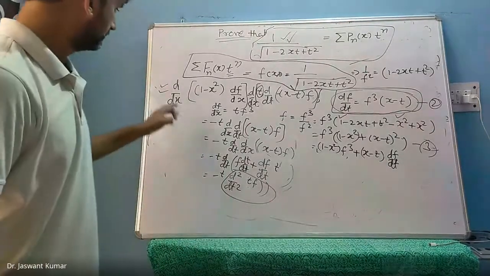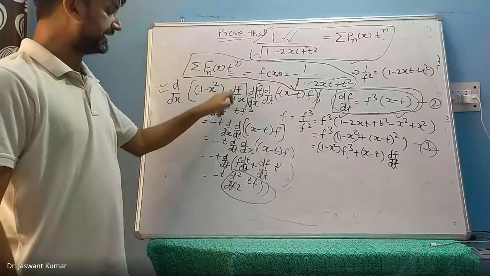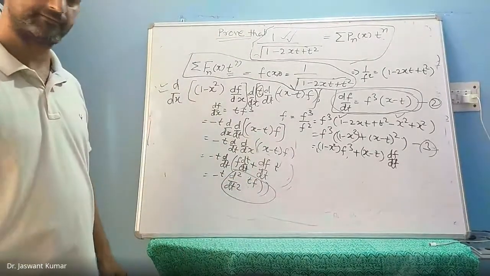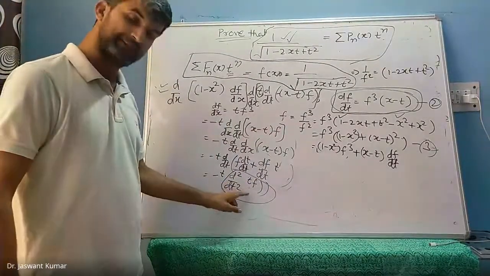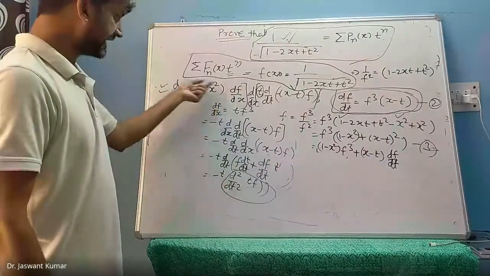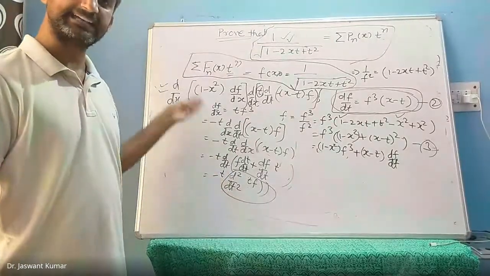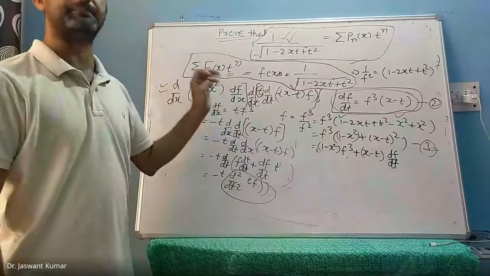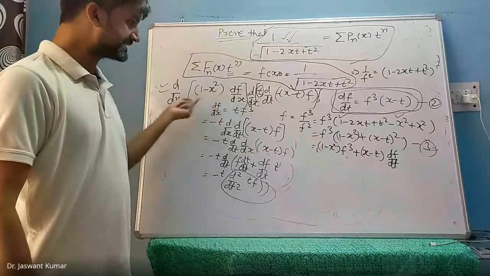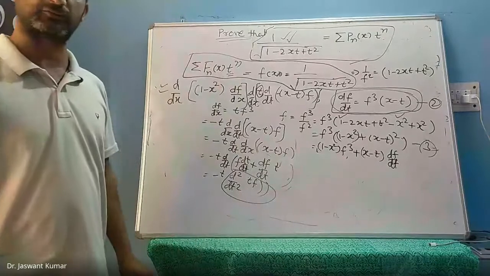Okay, so what have we got? We have got a d by dx of 1 minus x square df by dx equal to minus t d2 by dt square of t of f. So the left hand side is now an explicit function of x, whereas the right hand side is now an explicit function of t. That was our aim. What was our aim? Our aim was that one side should be an explicit function of x, the other side should be an explicit function of t.